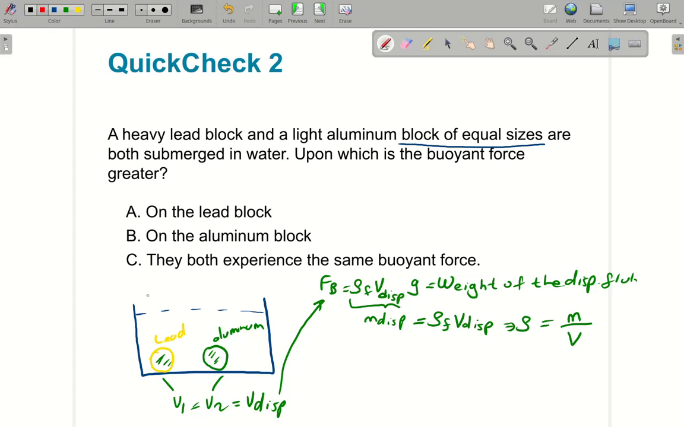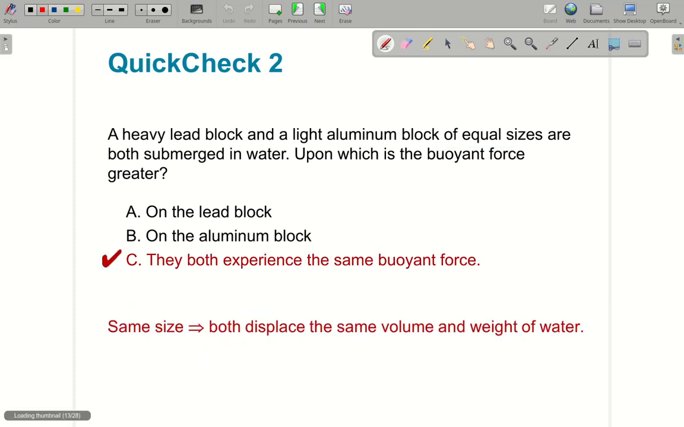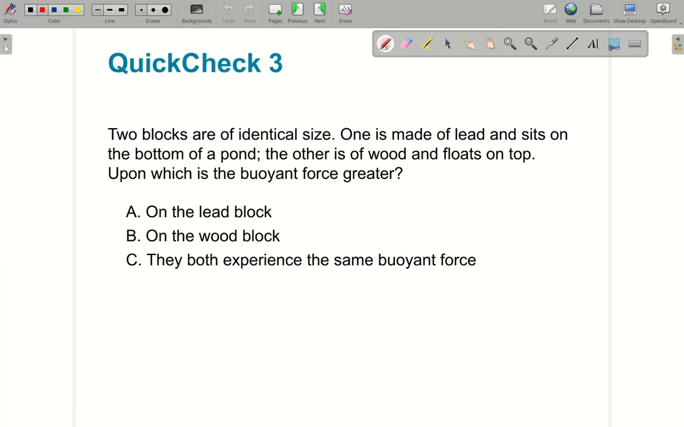How the heaviness changes the situation is that if I put them in here and let them sink, lead will sink faster because it has a larger mg pulling it down, right? That's for sure. M1g is not equal to M2g. And aluminum will sink slower. Alright, same size, same displaced fluid, same buoyant force.